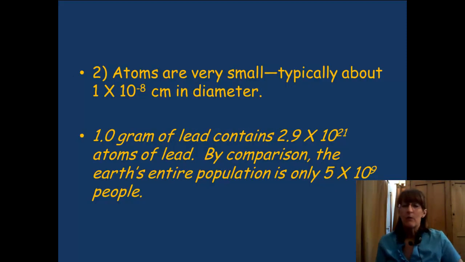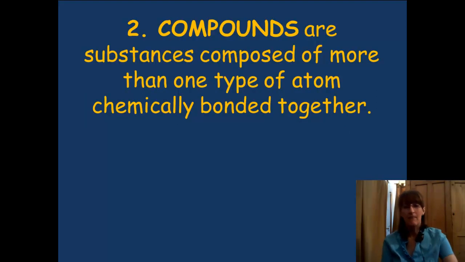Number 2, atoms are very, very, very small. They're typically about 1 times 10 to the negative 8 centimeters in diameter. Pretty small. 1 gram of lead contains 2.9 times 10 to the 21 atoms of lead. By comparison, the Earth's entire population is only 5 times 10 to the 9th. So look at that. 2.9 times 10 to the 21, and compare that to the whole population on Earth, 5 times 10 to the 9th. There's a huge difference there. And the reason the numbers are so high for the numbers of atoms is because they're so incredibly tiny.